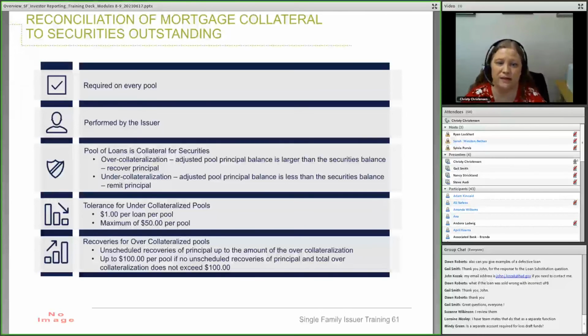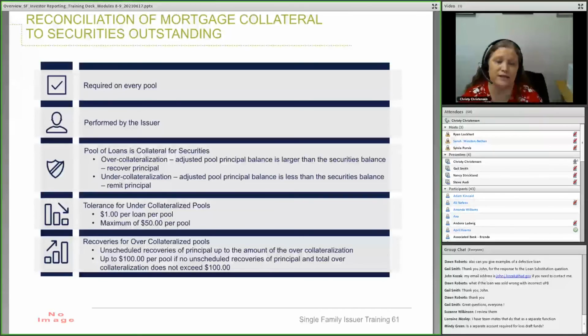Using the thumbs up, could you let me know if you review your recon of mortgage collateral to securities outstanding or your pool to security recon? The pool to security recon is required on every pool and is performed by the issuer or your servicing system.